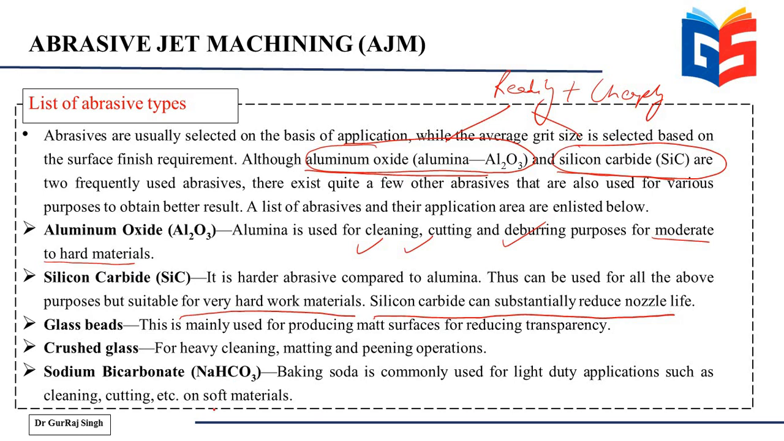In order to have machining on softer materials, you prefer sodium bicarbonate. In case you have moderate to hard materials, you'll prefer aluminum oxide, and in case of very hard materials, you'll prefer silicon carbide. And for glass operations, you can use crushed glass or glass beads. So these are some of the commonly used abrasive materials that are available to us at cheaper prices and ready availability.